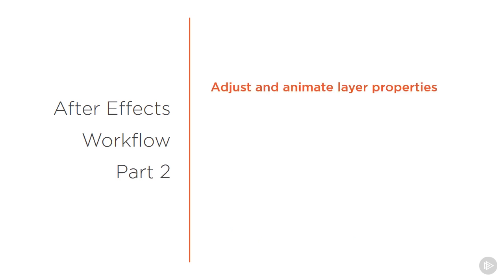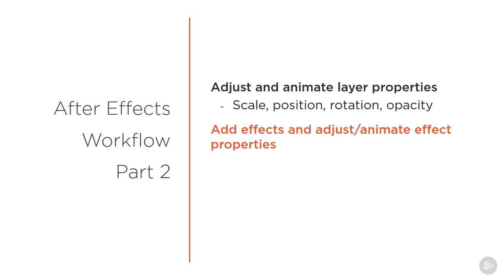Going on from there, you can adjust and animate layer properties. And those properties generally are physical. In other words, the size of the object in the scene, where it's positioned in the scene, whether you've rotated that layer or not, and what the opacity level is on that layer. Then you can add numerous video effects and adjust and animate those video effect properties over time.